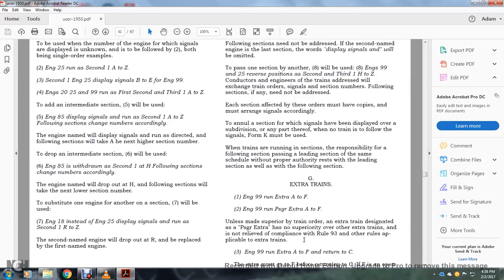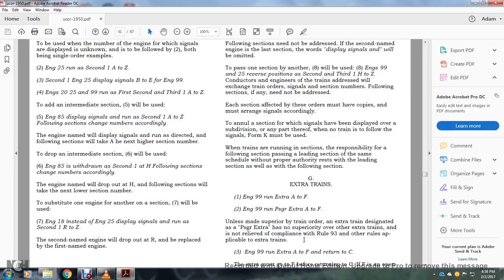To be used with a number of the engine for which the signal is displayed is unknown, but the file with the two, with both the signal order of examples. Engine 25 runs a second one as A to 1. Second and 1, engine 25 displays B and 2 for the engine 99. Engines 20, 25, and 99 run in the first, second, and third 1 to A to Z.